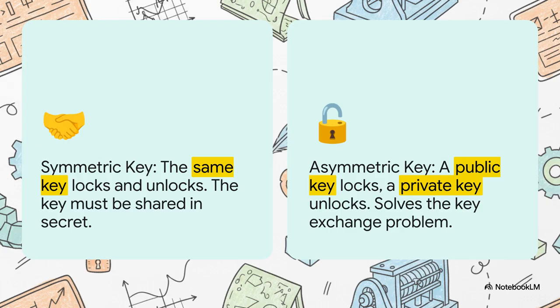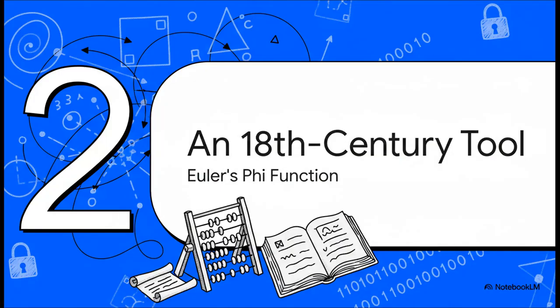So how in the world do you create two keys that are mathematically tied together like this? Well, you might think the answer came out of a computer lab in the 1970s, but you'd be wrong. It actually comes from way back in the 1700s, from the brilliant mind of a mathematician named Leonhard Euler. Turns out, the secret to our modern digital security was just sitting there, hidden in a quiet little corner of pure number theory for centuries.